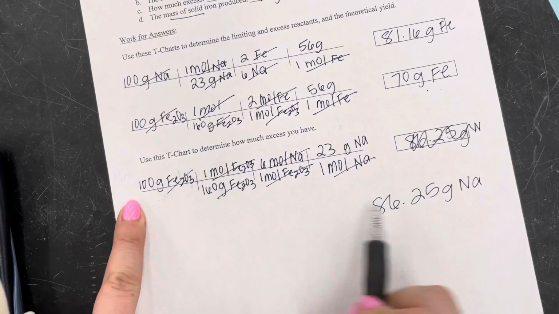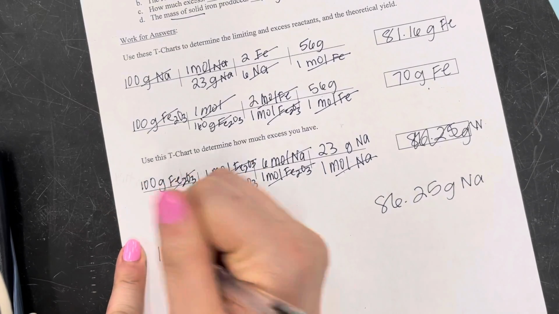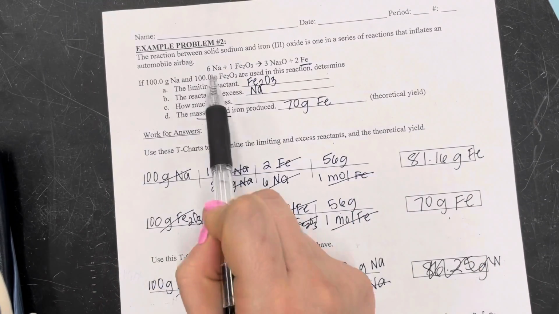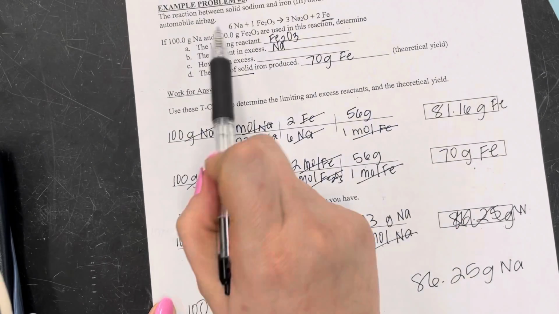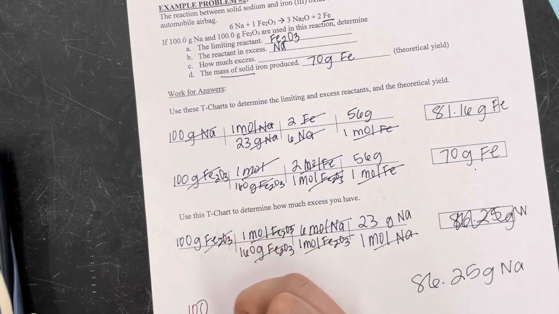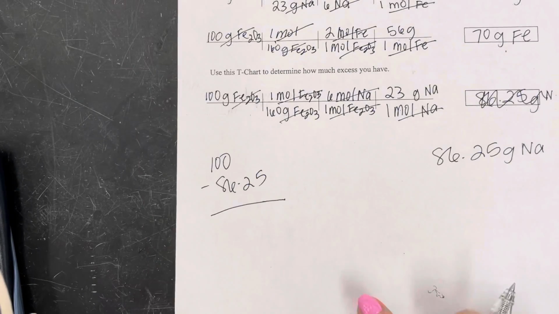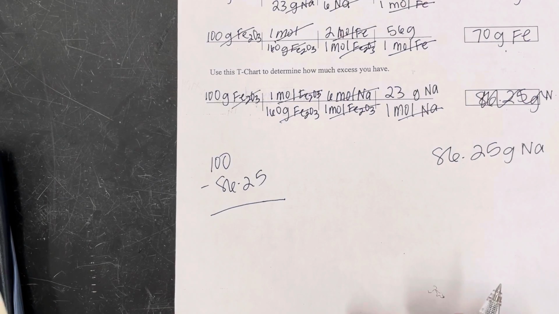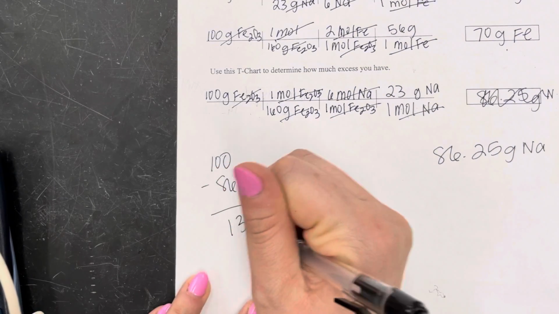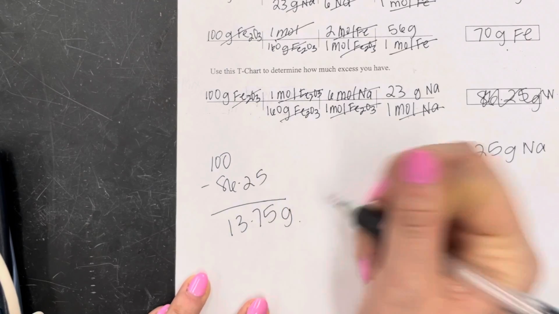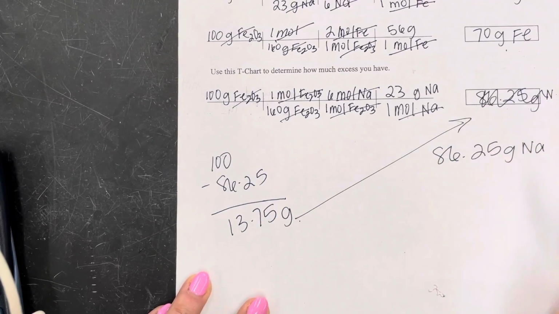You're going to subtract this number from what was given to you. So in our equation, they gave us 100 grams of Na. So you do 100 minus 86.25, you get 13.75 grams, which is your excess. So this answer belongs here.